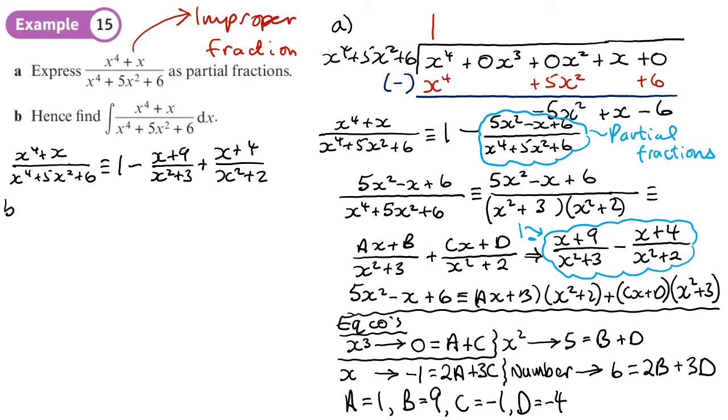So now we can move on to part B. If we're going to integrate that, hence just means basically use your previous answer, don't start from scratch. We're going to split everything up. So we've got 1 we need to integrate. Then the next term, we're going to split up these fractions here into 2 bits, and the same here.